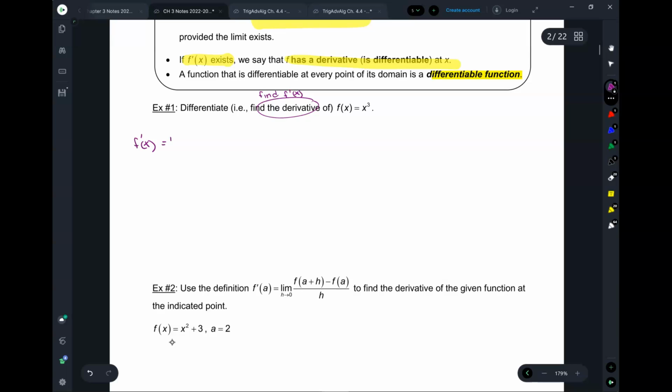So f prime of x is the limit as h approaches 0 of f of x plus h minus f of x over h. Now, the further we progress, you can skip writing this one. You can just go straight into the function itself. So this is going to be the limit as h approaches 0 of (x plus h) cubed minus x cubed over h.